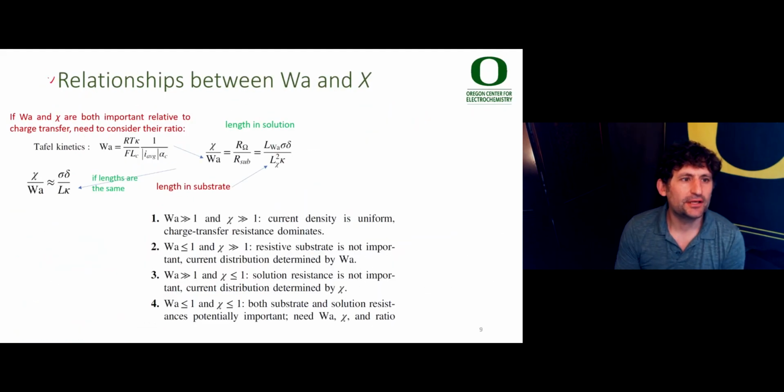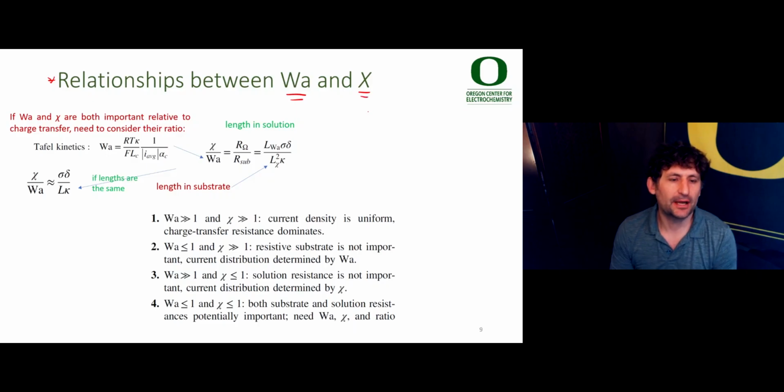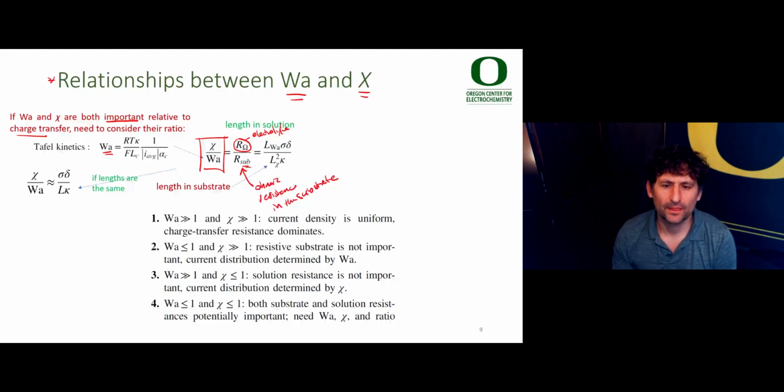Now let's think about the relationship between WA, the Wagner number, and this chi value we just learned about. If WA and chi are both important relative to charge transfer, we need to consider also their ratio. So remember, for Tafel kinetics, we define the Wagner number as such. So we can take the ratio of chi to the Wagner number, and this is really then a ratio of the ohmic resistance in the electrolyte to the ohmic electric resistance in the substrate.